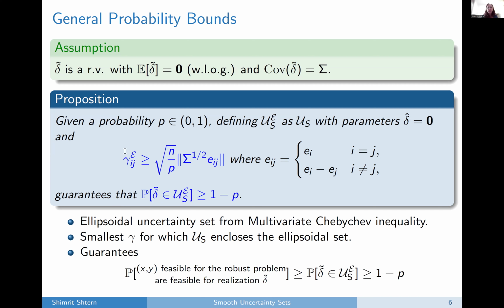And of course, the proposition here guarantees that any x, y, which is a solution to the robust problem, is also feasible for some realization of delta with probability of at least 1 minus p, because that will be greater or equal than the probability of being inside the set. So this was the first result, and what we didn't like about this result is, of course, that it depends on n, which is the size or dimension of the uncertainty.